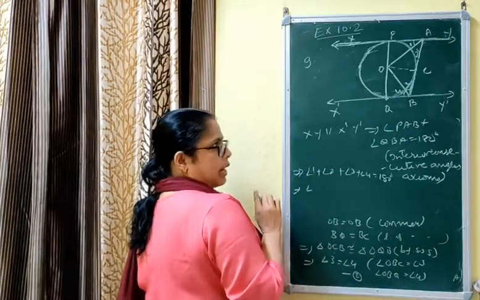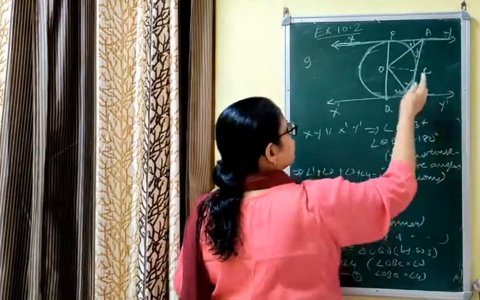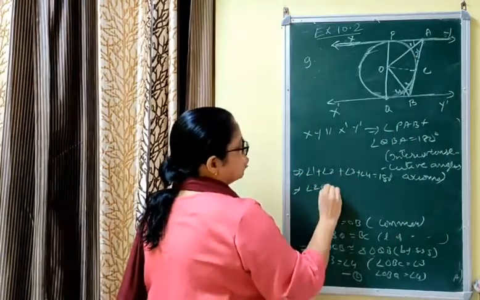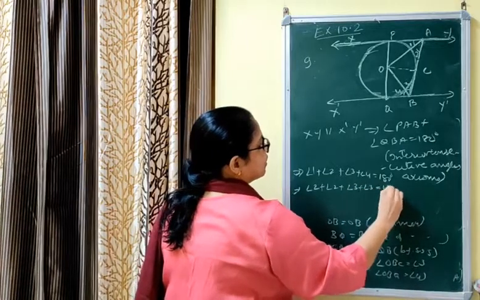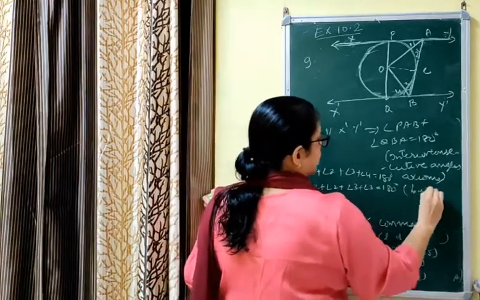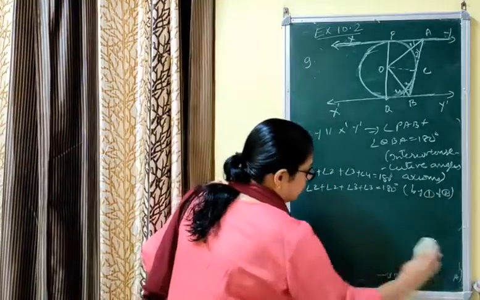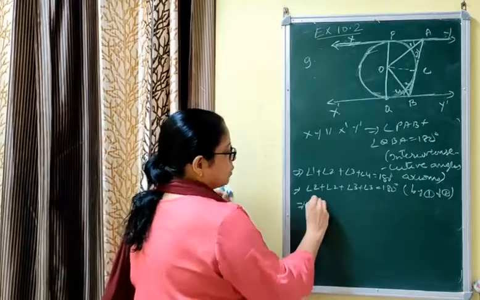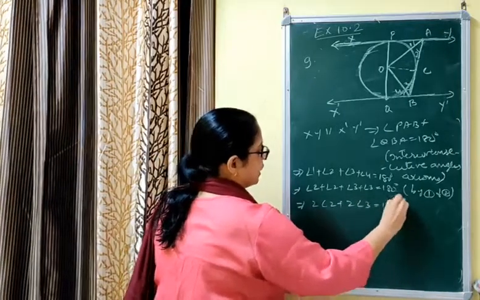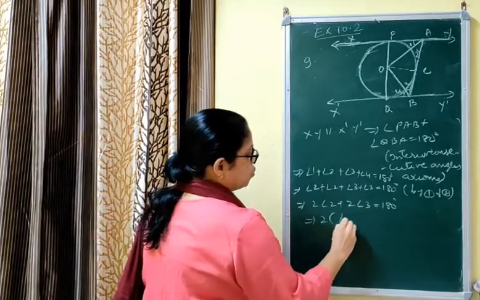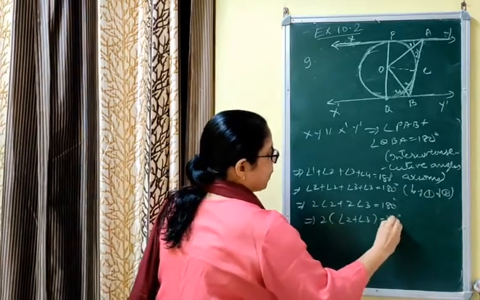हमको AOB ट्रायंगल में एंगल सम प्रॉपर्टी अप्लाई करना है, तो 1 को 2 में चेंज करना है, 4 को 3 में चेंज करना है. That is angle 2 plus angle 2 plus angle 3 plus angle 3 equal to 180 degree by equation 1 and 2. 1 में था 1 equal to 2, second is 3 equal to 4. That implies twice angle 2 plus twice angle 3 is equal to 180 degree. Implies 2 into angle 2 plus angle 3 is equal to 180 degree.